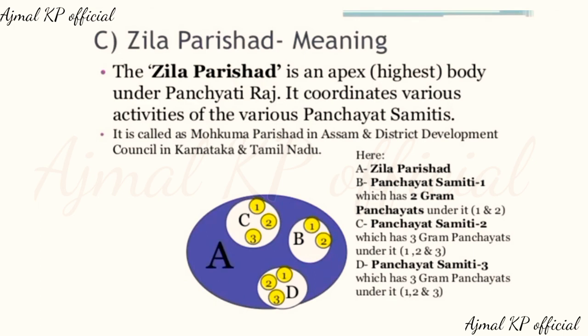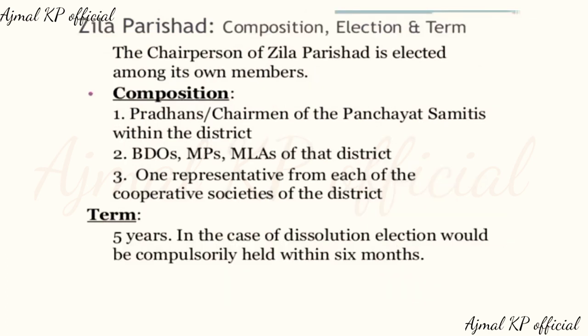While Zilla Parishad happens to be the most commonly used name for this top tier of the Panchayati Raj, in Assam it is known as Mahakuma Parishad. In Tamil Nadu and Karnataka it is known as District Development Council. Now, let us come to the composition of Zilla Parishad: 10 to 25 directly elected members from all the constituencies falling within the area covered by the Zilla Parishad.